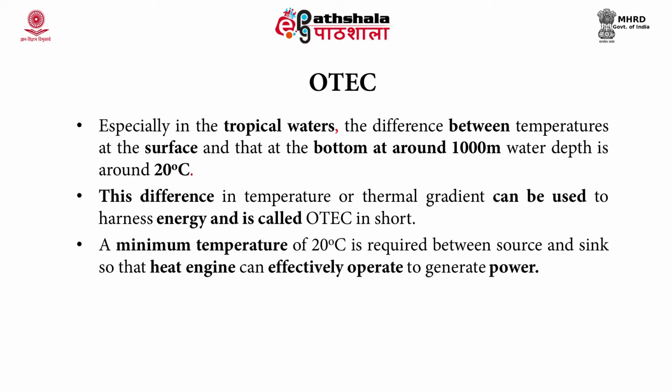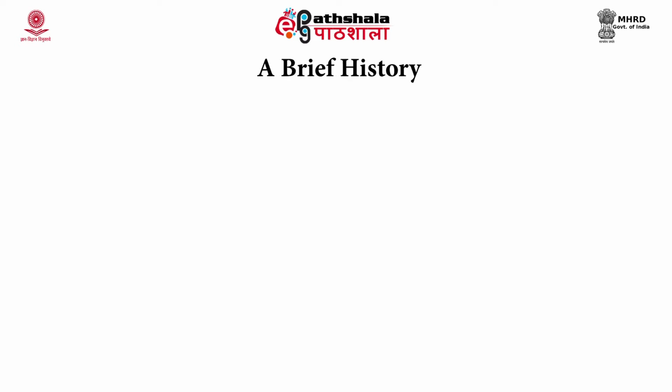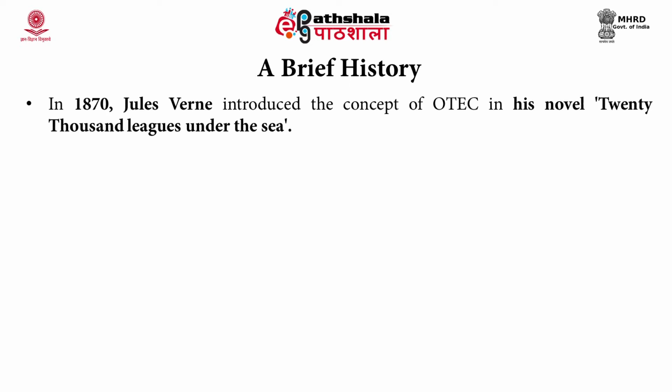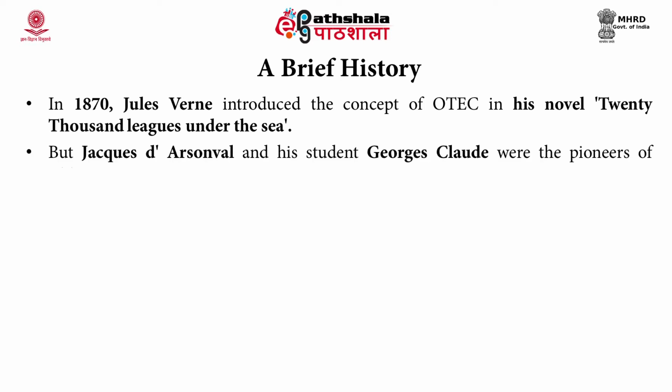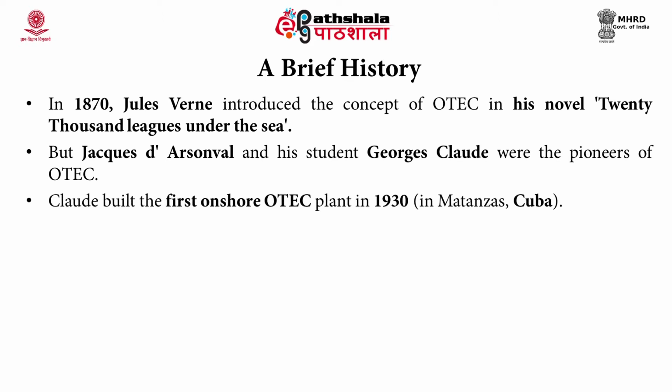A minimum temperature difference of 20 degrees centigrade is required between source and sink so that a heat engine can effectively operate to generate power. Let's see a brief history of OTEC. In 1870, Jules Verne introduced the concept of OTEC in his novel 20,000 Leagues Under the Sea. But Jacques d'Arsonval and his student Georges Claude were the pioneers of OTEC. Claude built the first onshore OTEC plant in 1930 in Matanzas, in Cuba.